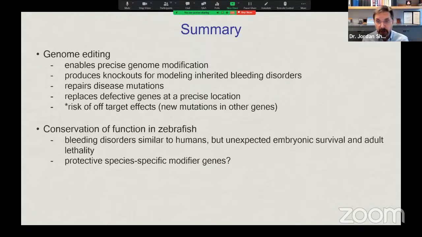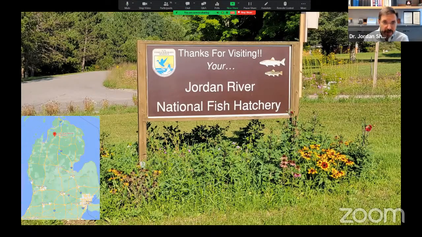And I've talked to you a little bit about what we do in zebrafish. I've shown conservation of function, bleeding disorders. We've shown that they develop bleeding disorders similar to humans, but they have unexpected embryonic survival and adult lethality. And as I mentioned, perhaps this is something species specific to zebrafish, and that if we understand how that works in zebrafish, perhaps we can apply that to humans to treat patients with bleeding disorders. So thank you for visiting.